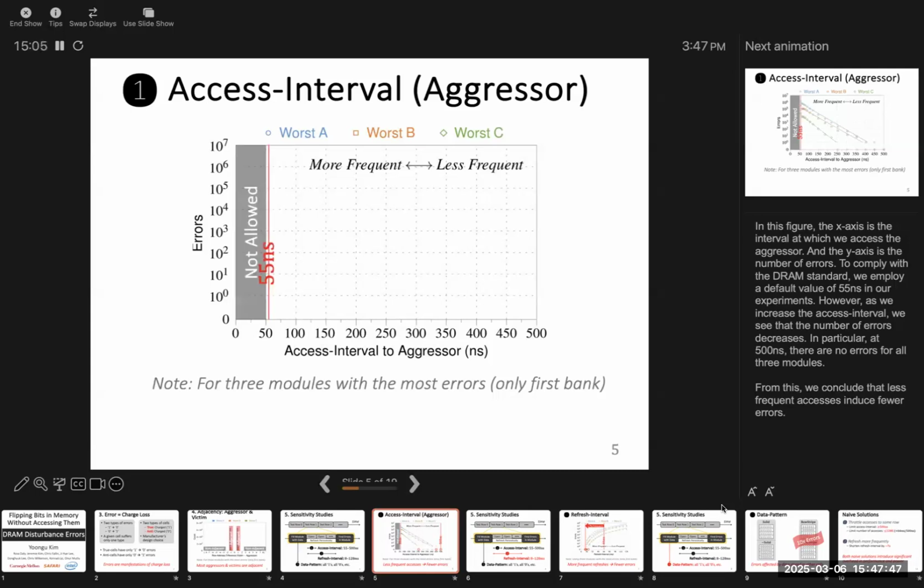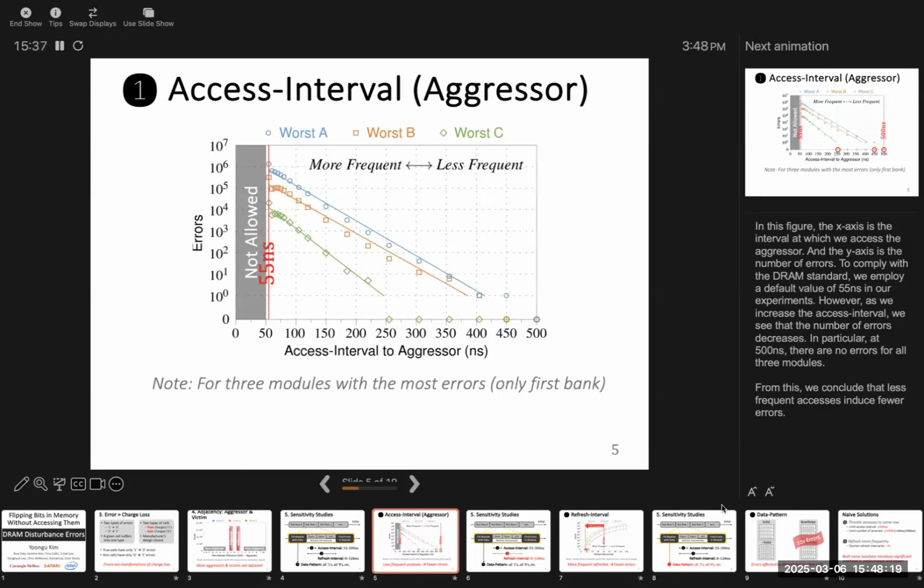So you cannot have an access interval smaller than 55 nanoseconds. This is the lowest possible value allowed in the memory modules, and this is what they observed. Before we talk about the line, if you are increasing the access interval, it means you are activating the line less frequently, right? Because you are increasing the interval. And if you are reducing the interval, you are activating the line more frequently, as you go to the left.